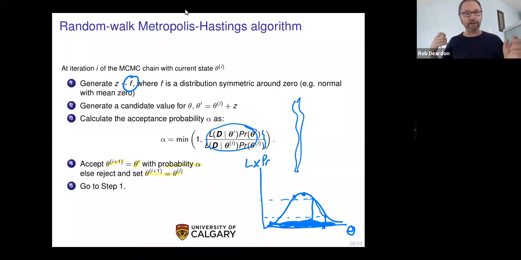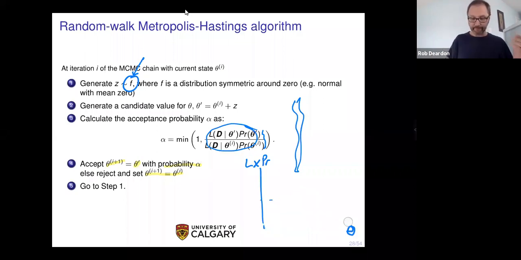However, it's guaranteed to work with infinite time, right? And often we don't have infinite time to spare. So actually, the practical difficulty of algorithms like this is choosing this distribution, and specifically its variance, so that it does move around the posterior distribution efficiently. Okay, so let me tidy this up a bit.